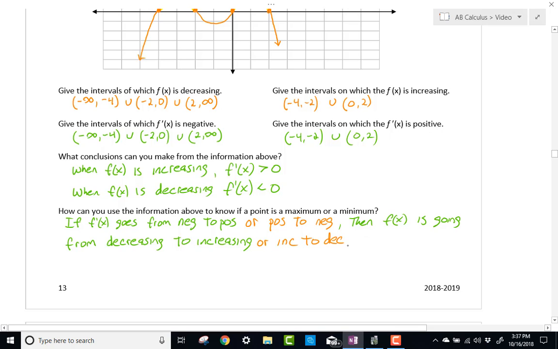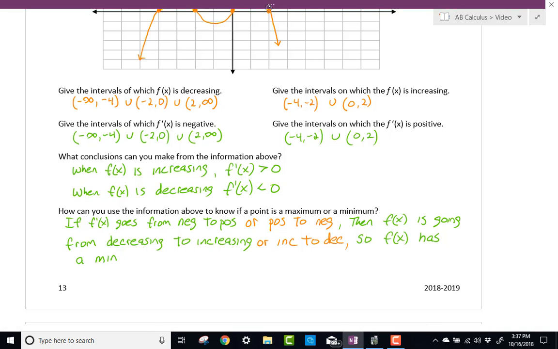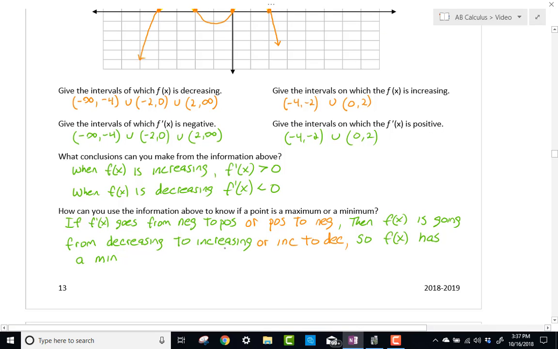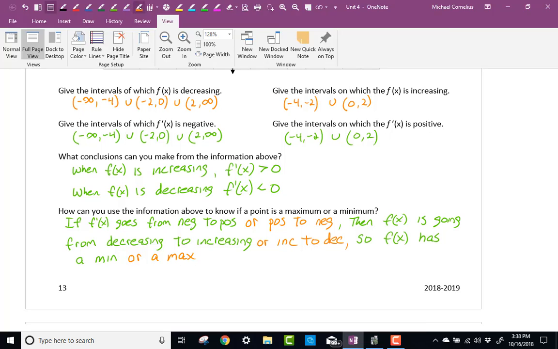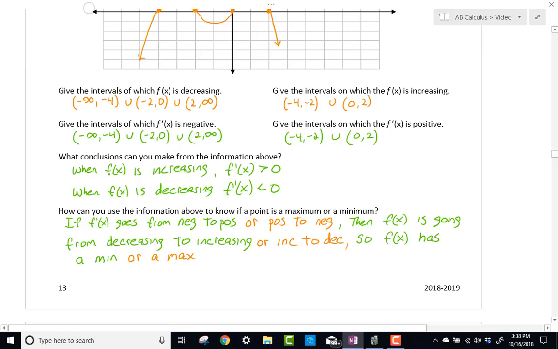Okay, so f of x has a min, and that min is referring to decreasing to increasing, or a max, and that max is referring to increasing to decreasing. A min or a max. So if f prime of x goes from negative to positive, then f of x is going from decreasing to increasing, so f of x has a min. Okay, if f prime of x goes from positive to negative, then f of x is going from increasing to decreasing, so f of x has a max. Okay, so we've covered both positions there. Hopefully that makes sense, and I was just trying to save a little bit of space in the writing there.